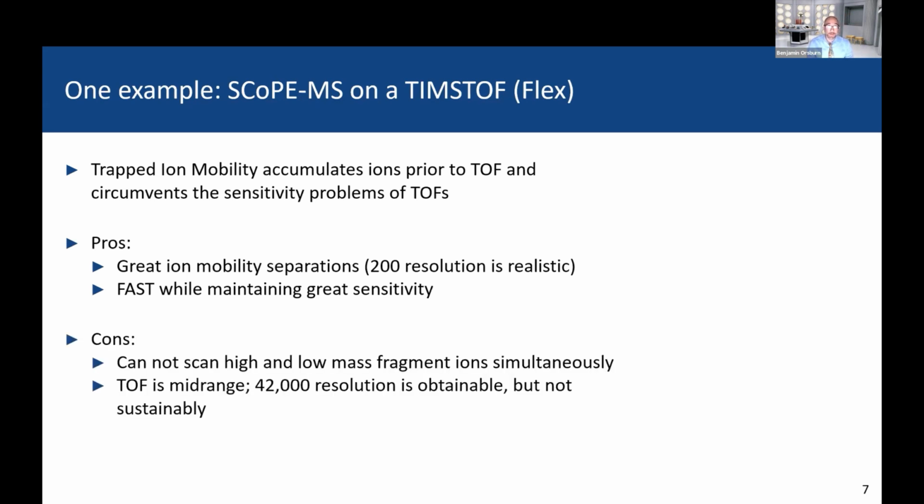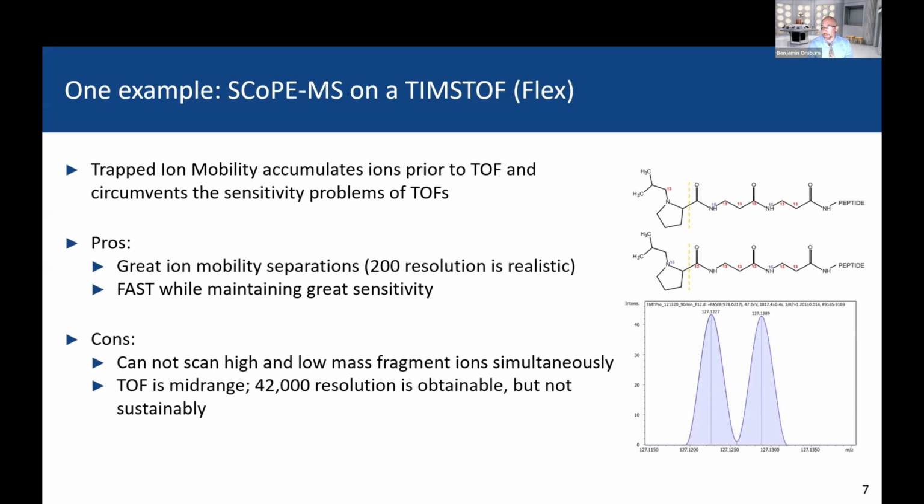Now, cons that are very, very important here for SCoPE-MS is that you cannot scan high and low mass fragment ions simultaneously. It just doesn't work because of the physics of the front end. And the TOF resolution is kind of mid-range. You can get 42,000 resolution, and obviously I care about 42,000 resolution because that's what I need to separate the 127N and C from the TMT11 or 16-plex. I can get this if I spend several hours really focusing on the tuning, but 100 LC-MS runs later it is not there. I've got coalescence and I can't trust that quant anymore. So that's it.